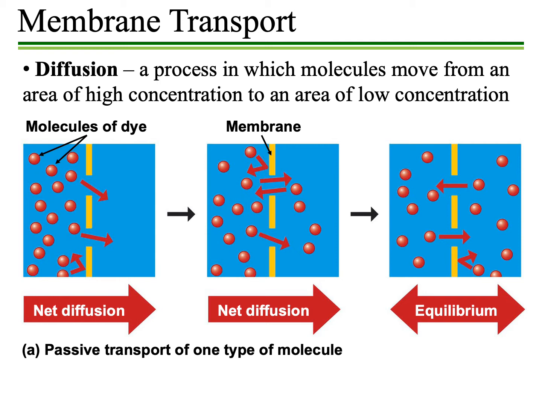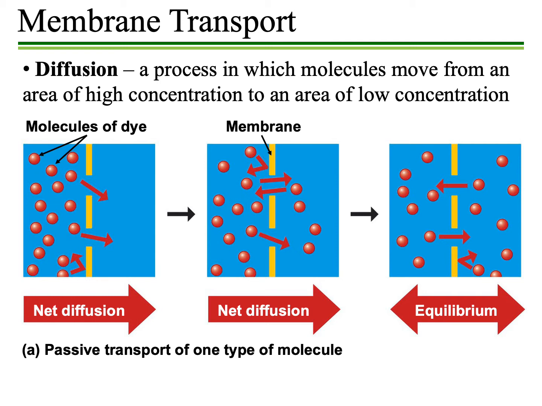There are two broad categories of movement: passive transport and active transport. Passive transport does not require any additional input of energy for the movement to occur, whereas active transport is going to require the input of energy to allow for the movement to occur.